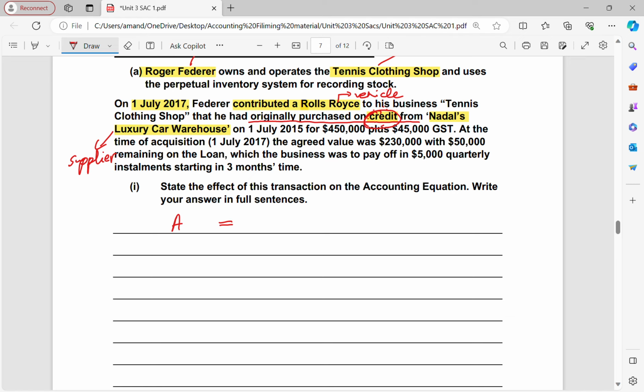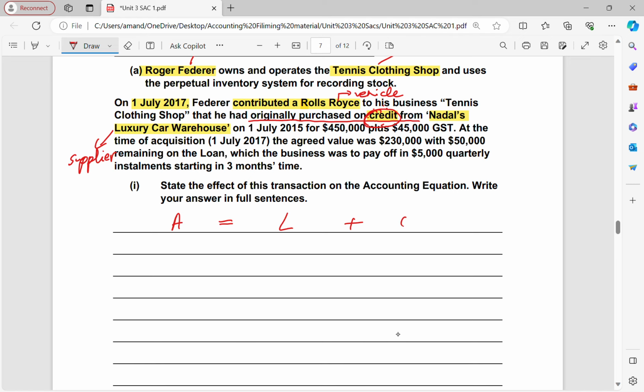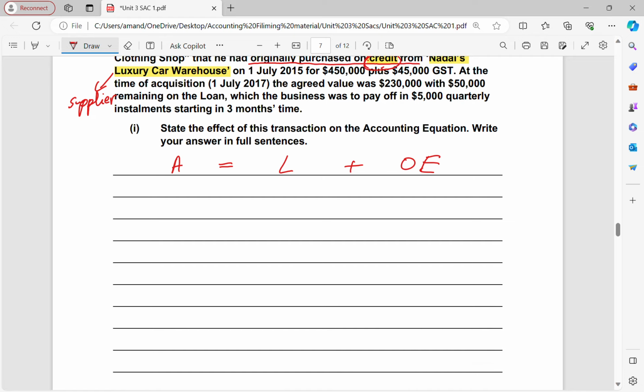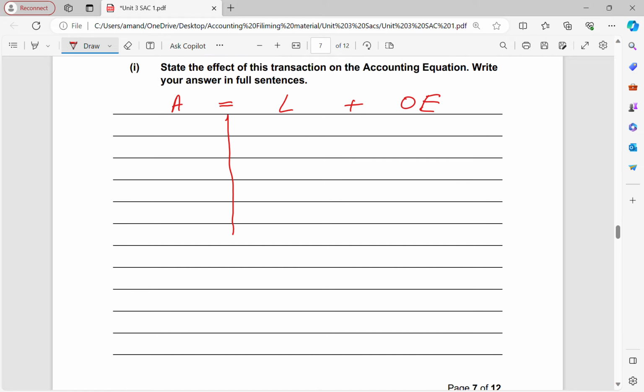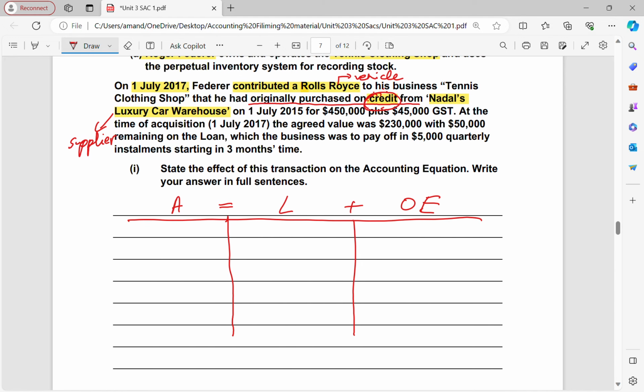Okay, these questions, the smartest way I do them, to state the effect, is to just draw yourself a little table. I've seen Evan do so many of these. Right, so how I think about these is the impact on each of the things caused by this transaction. So he's contributed. So the fair value was $230,000. This is the fair value.